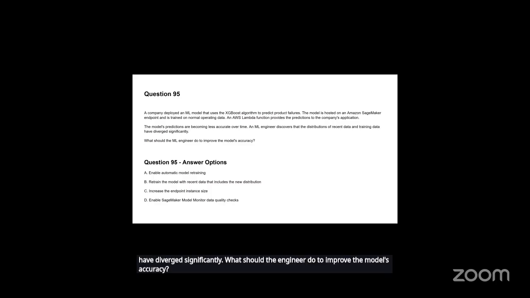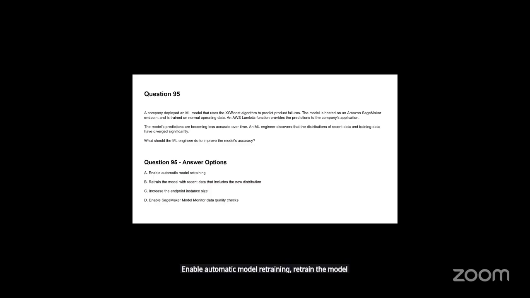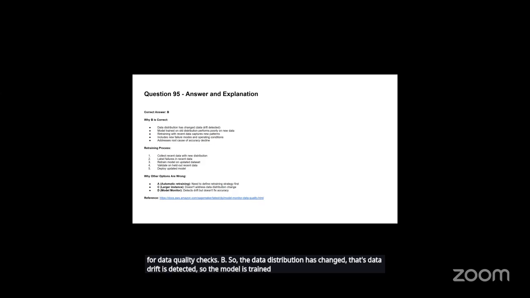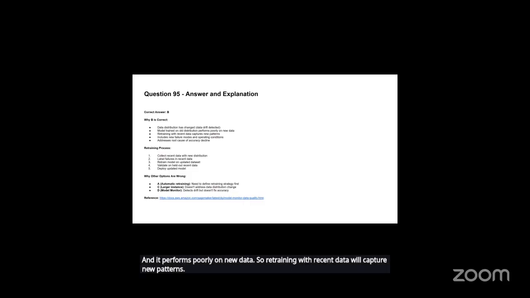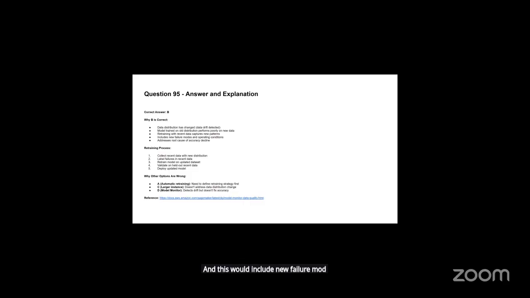Enable automatic model retraining, retrain the model with recent data, increase the endpoint instance size, enable SageMaker Model Monitor for data quality checks. B, so the data distribution has changed. That's data drift detected. So the model was trained on old distribution and performs poorly on new data. So retraining with recent data will capture new patterns. And this would include new failure modes and operating conditions and address the root cause of accuracy decline.